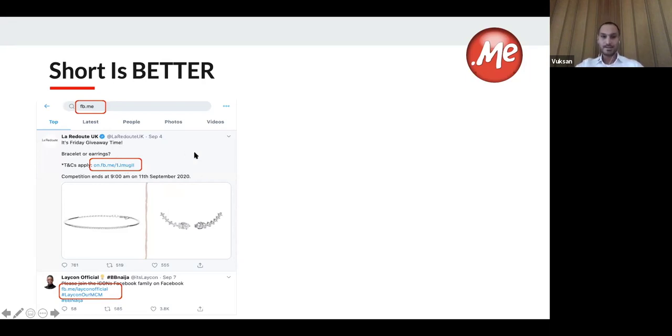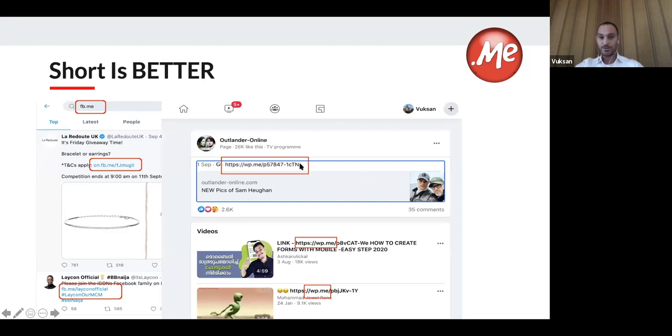But it doesn't end here. WordPress is also using a short domain name on .me. It's wp.me, and it's used by WordPress.com. Any blog post on WordPress would actually have this short link, wp.me/ a string of letters and characters.